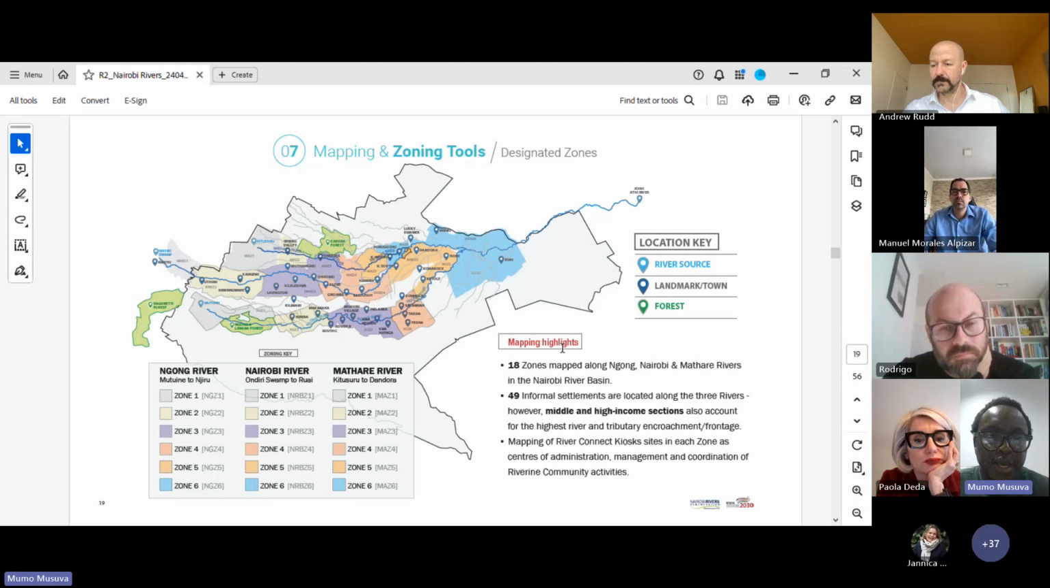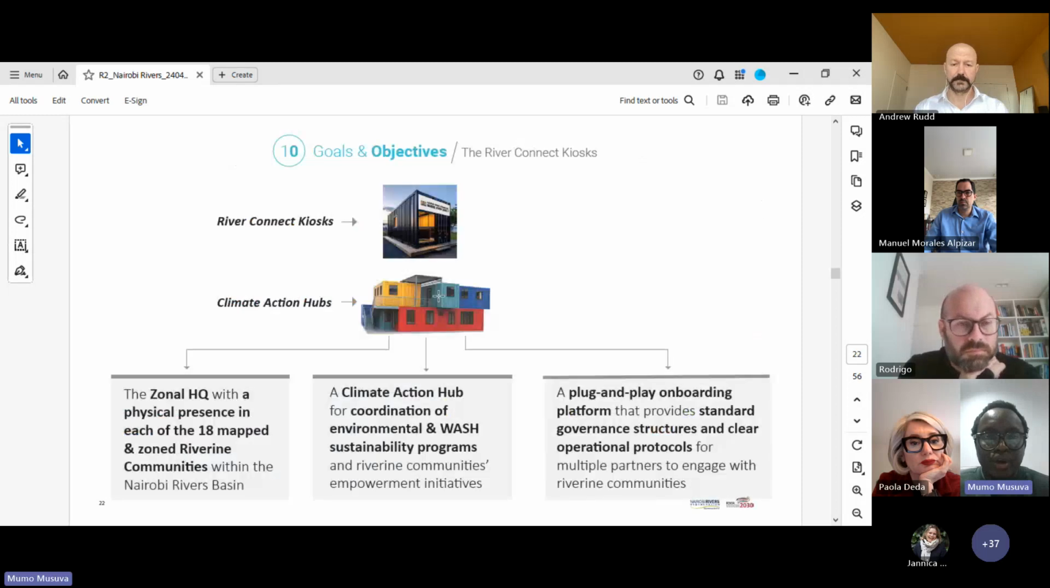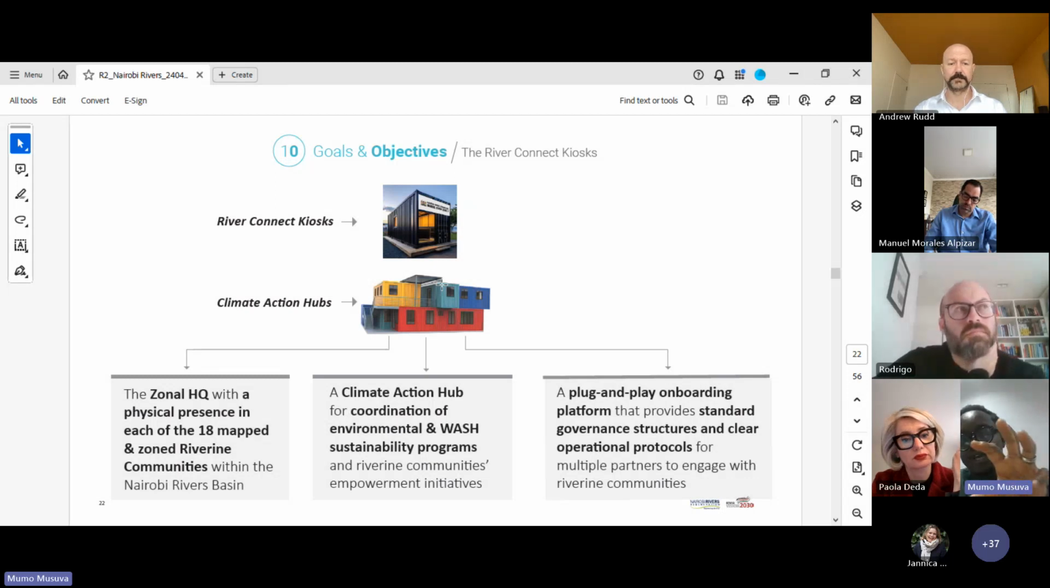And what we did is we put together communities along the river corridors, and we were able to divide the river corridor into zones, about 5 kilometer zones each. So we're able to plan programs, projects, and interventions in corridor spaces. And what we have done with the communities, and this is actually driven by them, is we've developed these River Connect kiosks or Climate Action Hub kiosks, which become focal points for community engagement. And each one of these to be placed at different locations within the sectors.